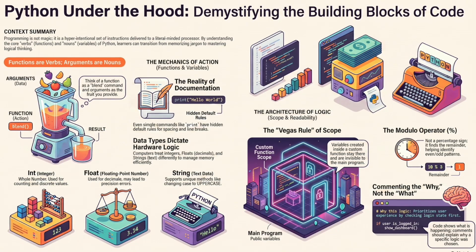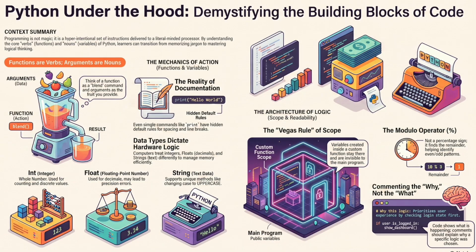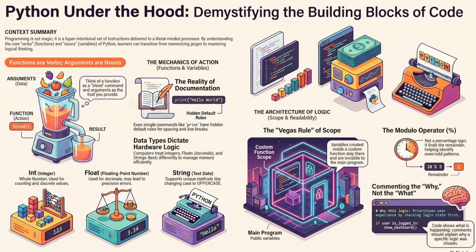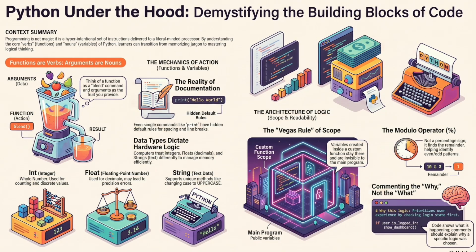I love that. So the main program can't see those internal variables at all. Not at all. And that is by design. If every part of your program could see every temporary variable you ever created, you would accidentally overwrite things constantly. It would be total chaos. Complete chaos. So scope acts as a quarantine. When the function finishes and returns its value, all those temporary variables just disappear.